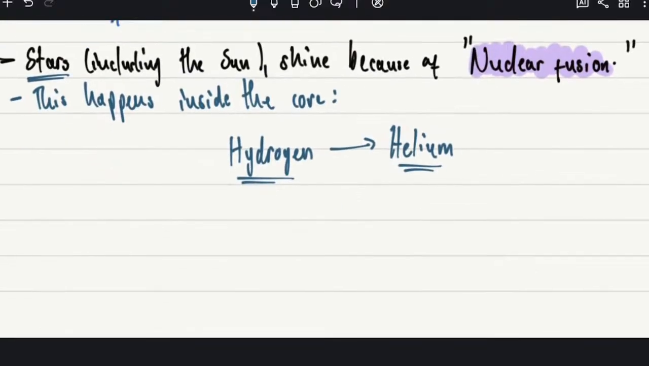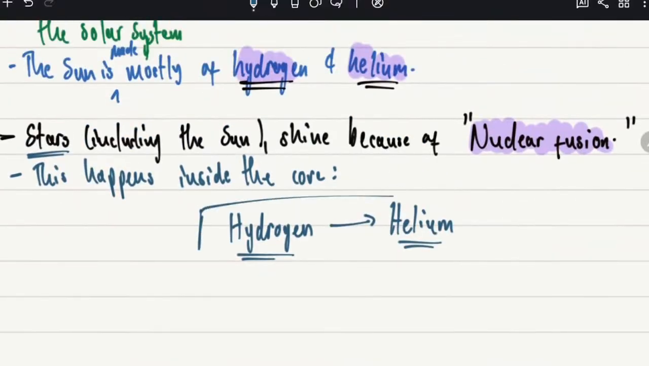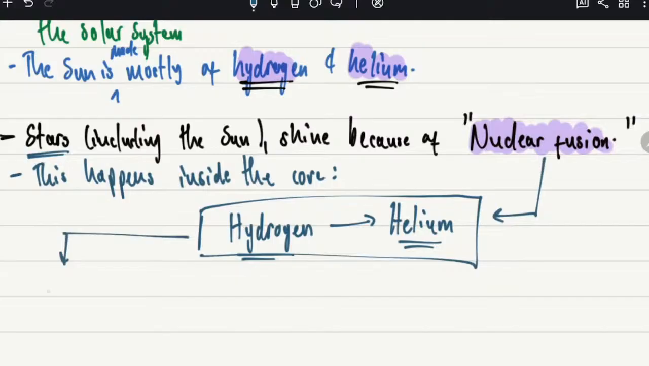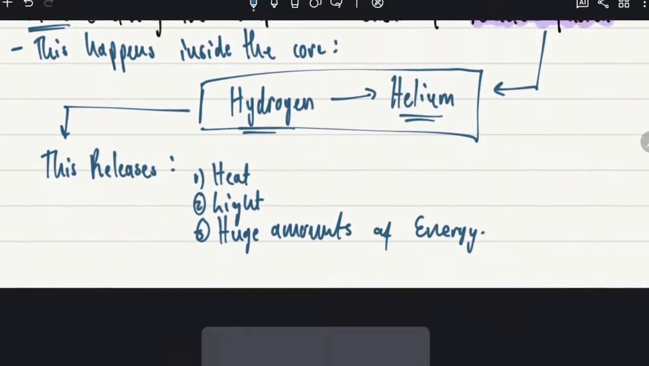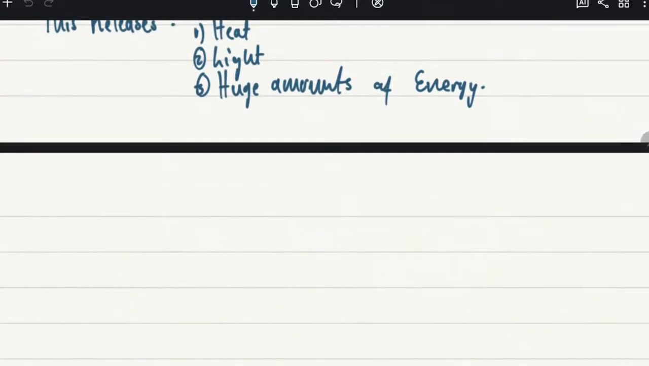So I want you to say here, this is your nuclear fusion. And I want you to say, this releases, one, heat, two, light, and three, huge amounts of energy. So there's going to be warmth, yes. So it releases heat, and light, and huge amounts of energy.